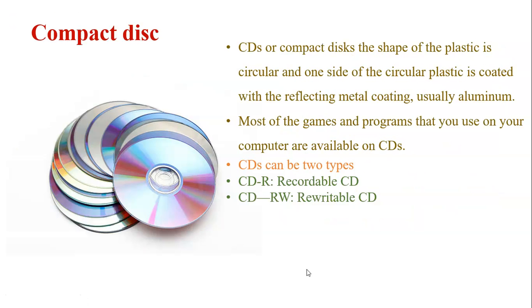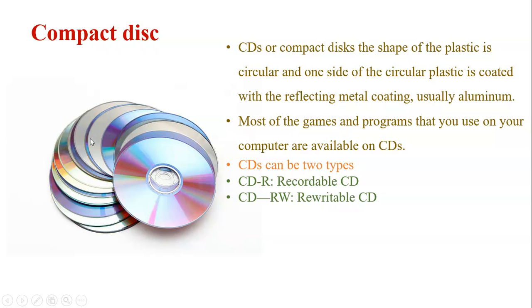So next comes compact disk. So which disk? That is compact disk. In short form it is also called a CD, capital C and capital D. CDs are compact discs. The shape of plastic is circular and one side of the circular plastic is coated with a reflecting metal coating, usually aluminium. So on this compact disc, only one side is coated with the reflecting metal and the other side is plastic.